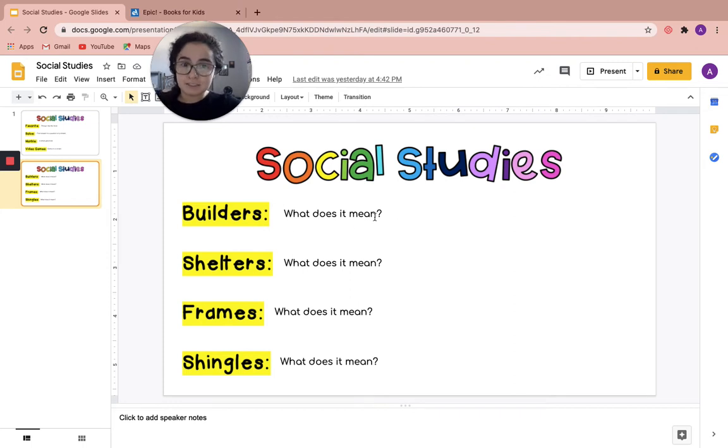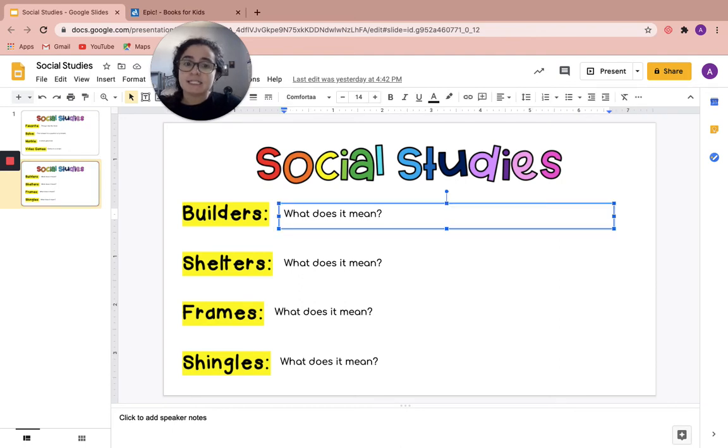A builder, well, let's see. Do you know what build means? To build something means to make something. So I think builders means that it is someone who makes something. So I'm going to write someone who makes something.